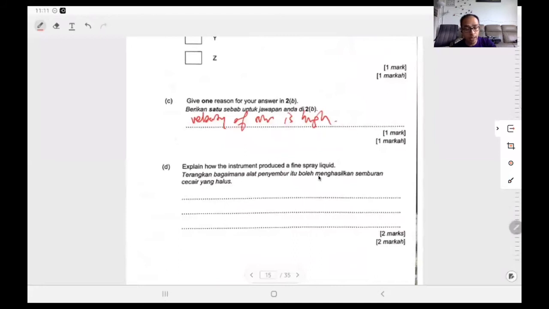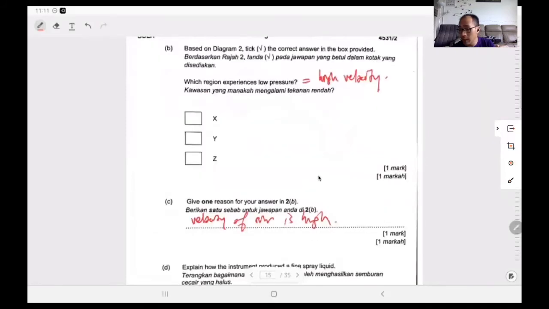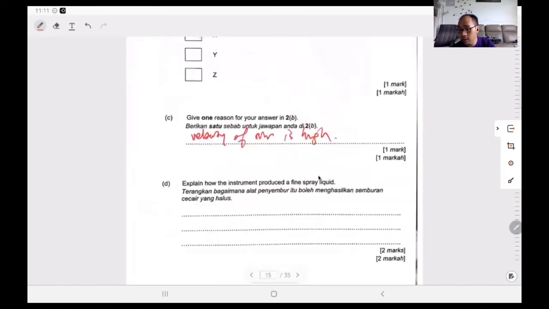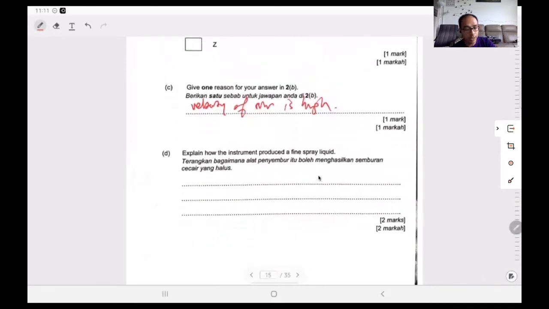Where is that? The nozzle? Yeah, the nozzle. Okay, never mind. At region Y, you can always say: at region Y, the velocity of air is high. Thus, low pressure. That is the first mark.